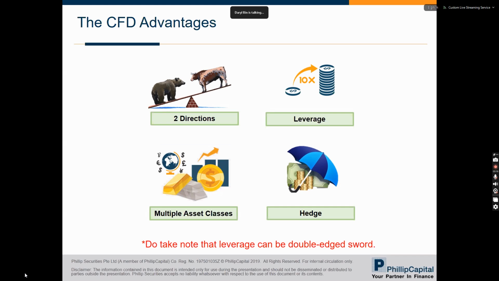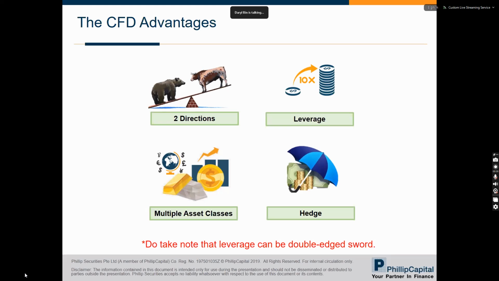Okay, the next advantage is leverage. We can use less money to own more contracts, unlike stocks, where we have to pay the full price for the stock. And multiple asset classes like forex, indices, equities, commodities.